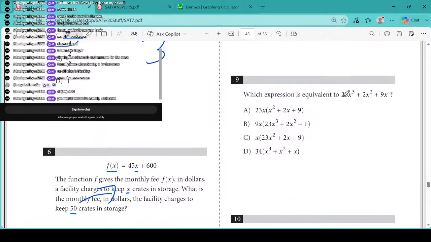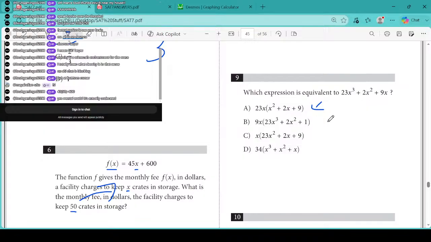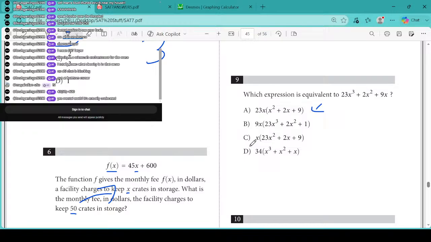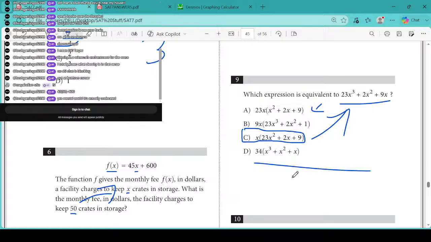Which expression is equivalent to that? So this one is actually pretty simple. They're just checking if you can expand this, right? It's definitely not A because 3 times 2 is more than 2x squared. 9 times 2 is not that. It's C. Just do a bit of mental math, chat. It's C. Why is it C? Because if you multiply x in, you just raise everything by 1 degree, which is this, right? And it's definitely not D. Like, D is so obviously wrong.